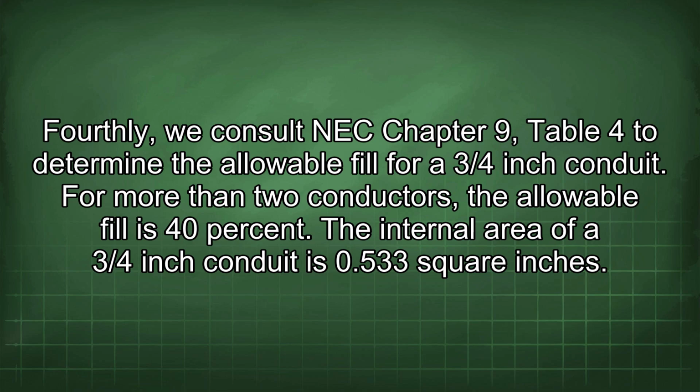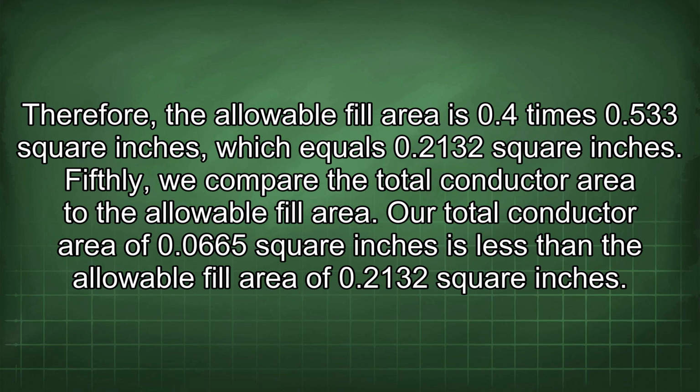Fourthly, we consult NEC Chapter 9, Table 4 to determine the allowable fill for a 3/4-inch conduit. For more than 2 conductors, the allowable fill is 40%. Internal area of a 3/4-inch conduit is 0.533 square inches. Therefore, the allowable fill area is 0.4 times 0.533 square inches, which equals 0.2132 square inches.